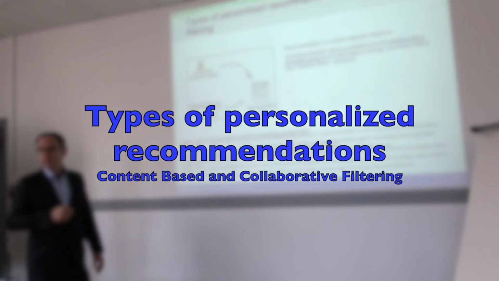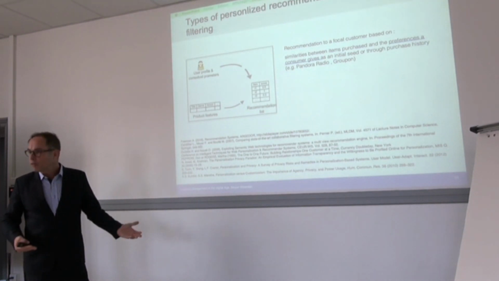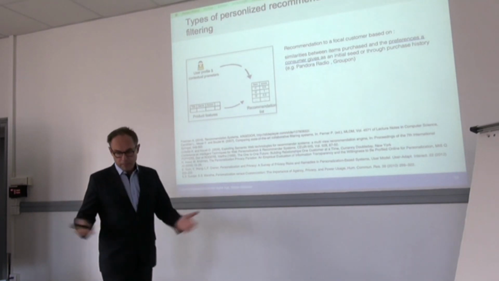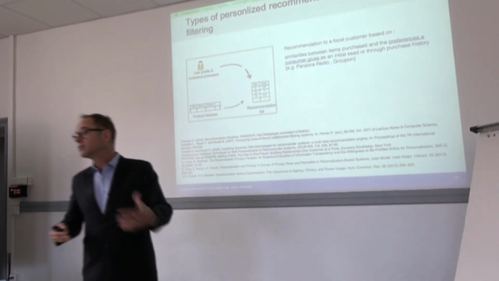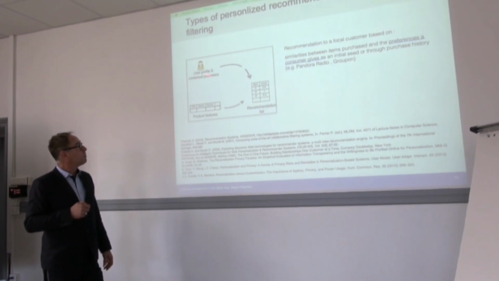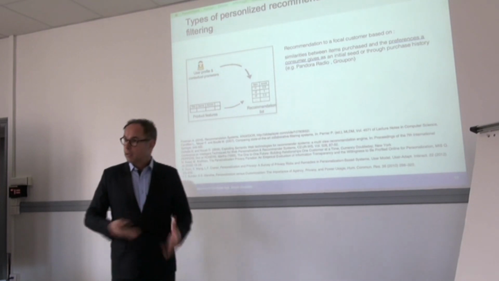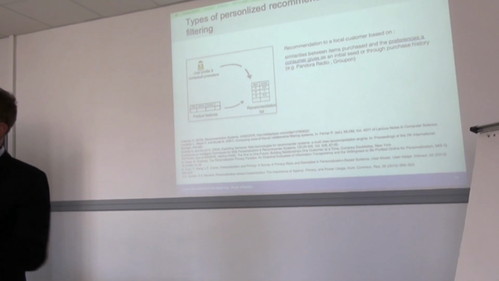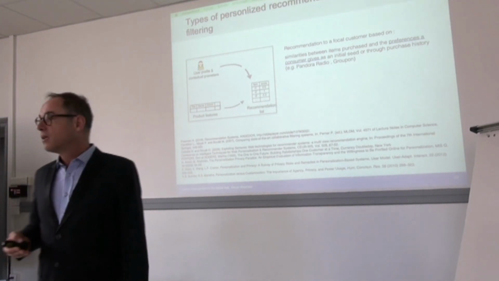There are different types of personalized recommendation. The easiest or basic one is content-based filtering, and the most sophisticated one is collaborative filtering. Content-based filtering is a recommendation to a focal customer based on similarities between items previously purchased and the a priori preferences the consumer gives as an initial seed or through purchase history. For example, with Pandora Radio or Groupon, customers give first preference of categories of products which they are interested in.